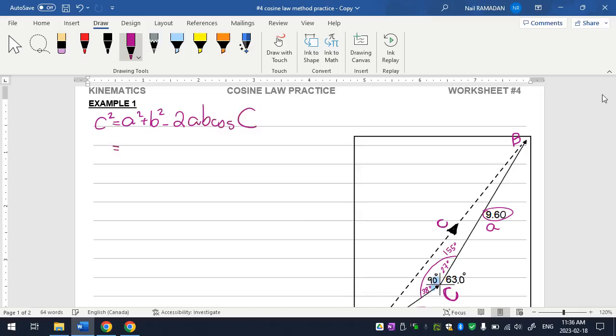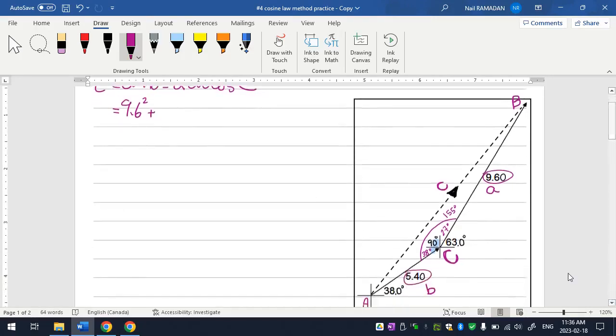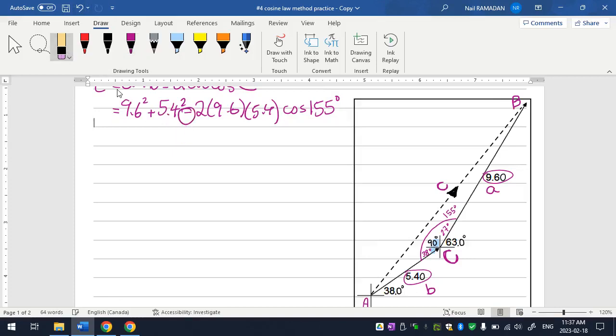And then all I have to do is to plug in the numbers. So my A is 9.6 squared. I'm just writing in two sig figs now, but at the end I will round everything to three. The other one is 5.4 squared. And then minus 2 times 9.6 times 5.4, and then cosine of 155 degrees. Now, whenever you have a cosine of an angle that's bigger than 90, so between 90 and 180, it's always going to give you a negative cosine, which means you're always going to get a plus here in its place. So basically, we will get the following.